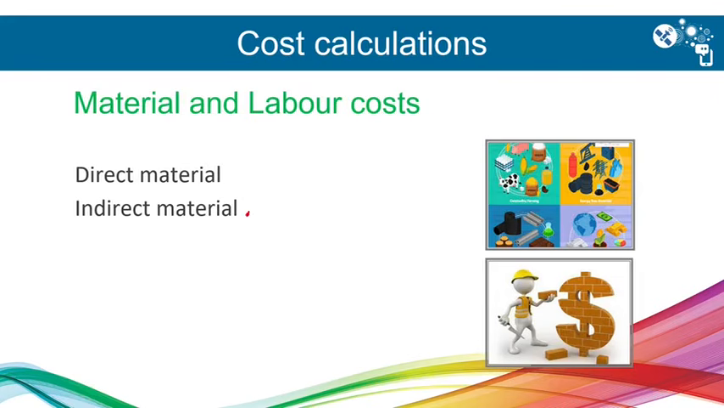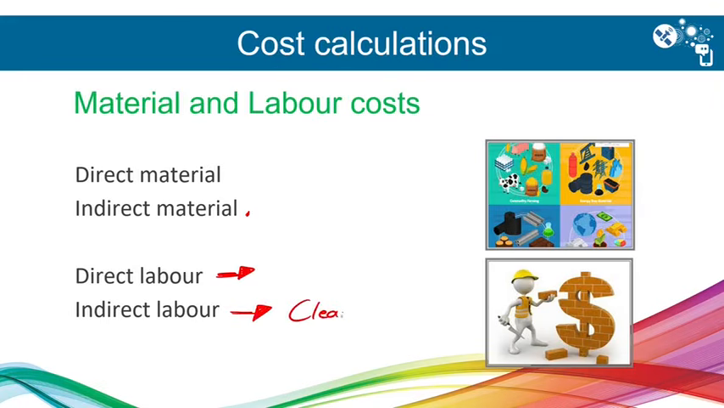Difference between direct labor and indirect labor. Direct labor, the people involved in the production process, those people that are putting the table together. While the indirect labor will be people in the factory, yes, but that will be the cleaners. They're not involved, they're not making the product, but they are in the factory. And it can also be the factory manager, it can also be the supervisor in the factory, not involved in making, but they are in the factory.